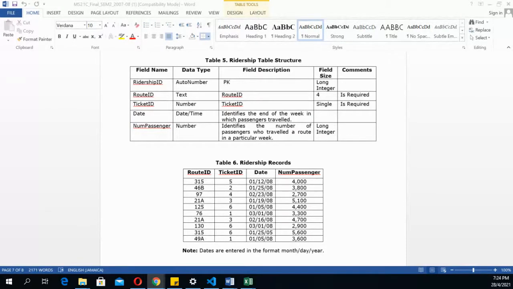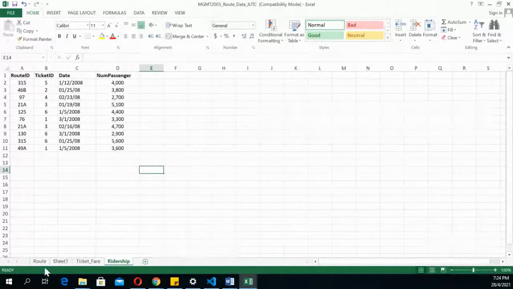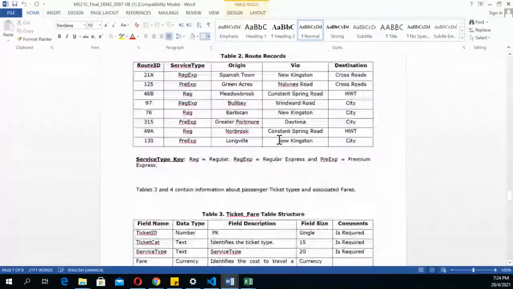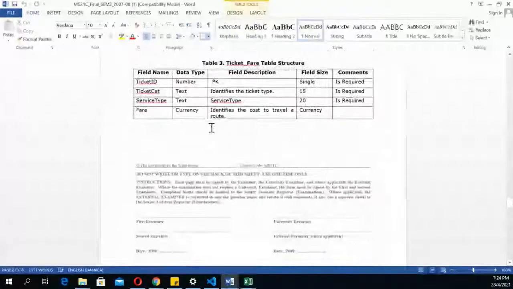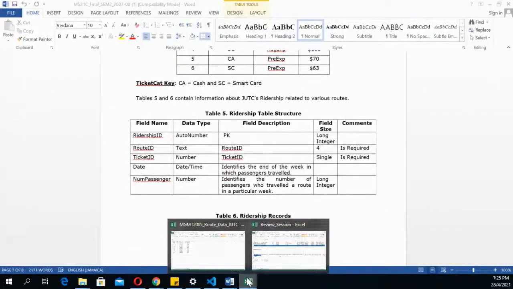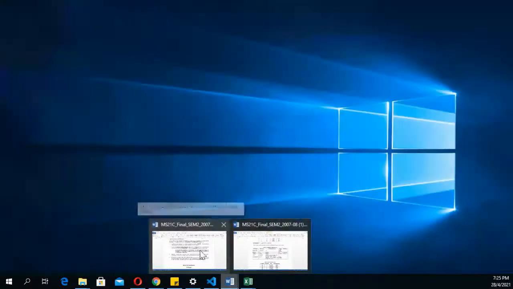So what did you not hear? Like, did I say anything about the database and the tables? Did you hear anything about that? All right, so what I was looking at is the Excel file versus what we're given in the structure of the table, right? We looked at the route table and all the fields were there. We looked through the ticket fare table and all the fields were there in the Excel file. However, in the ridership table, when we look in the Excel file, we did not see the ridership ID or rider ID, right? Can anybody tell me why that is not present in the Excel file?